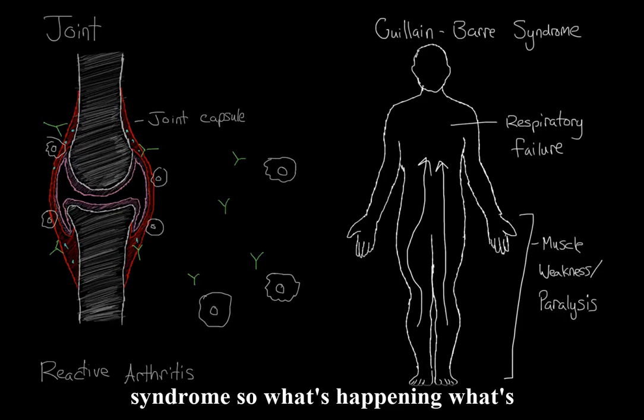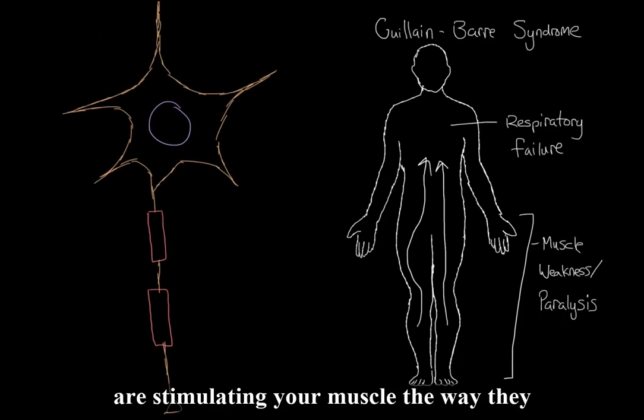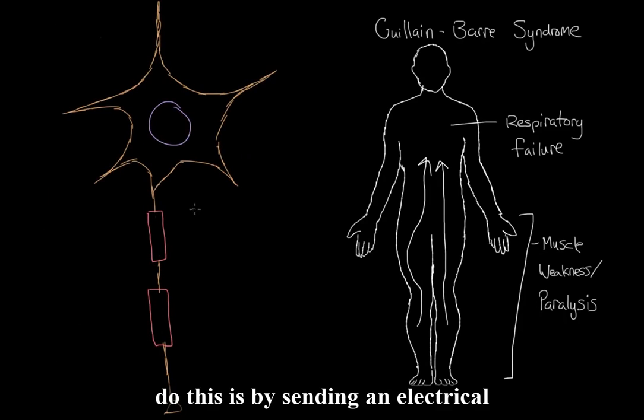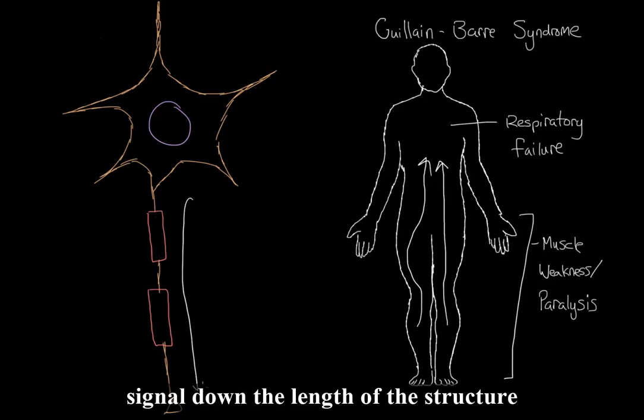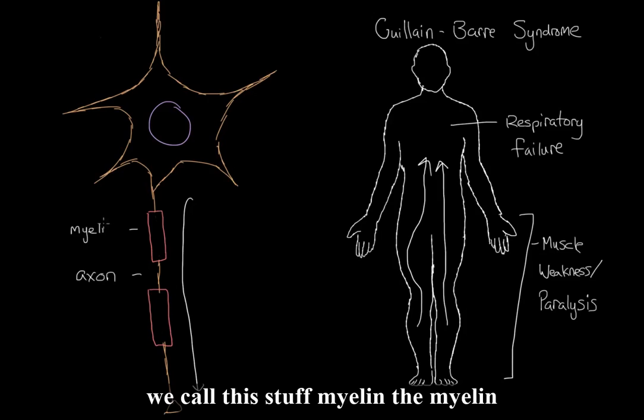So what's happening? What's causing all this to occur? Well, in your body you have all sorts of neurons that are stimulating your muscle. The way they do this is by sending an electrical signal down the length of the structure known as the axon. The axon has this fatty-like substance that coats it, and we call this stuff myelin. The myelin basically helps that electrical signal move down the axon faster.